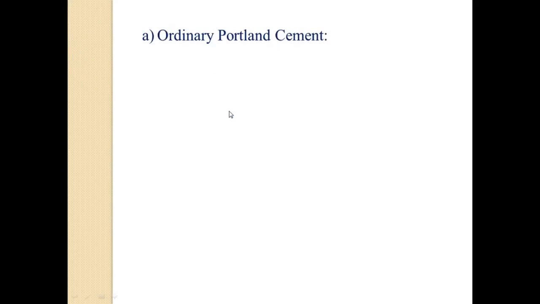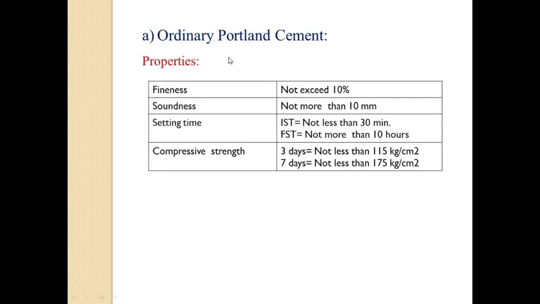Ordinary Portland cement is also called normal cement, since its setting is normal when mixed with water. It is general purpose cement used for construction work, which does not require any special consideration. We are referring to IS 269 of 1967 and 1975. So what are the properties of this cement?